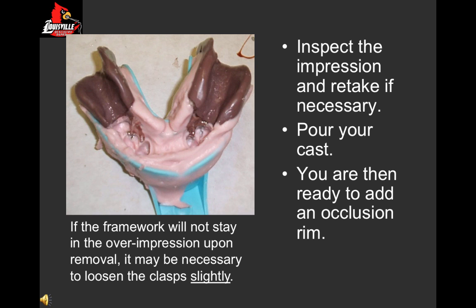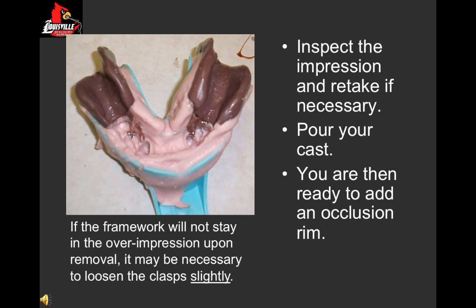Trim off the excess alginate back to reveal the borders of the functional impression in polysulfide, so that when you pour it up, you'll get that natural roll there. Go ahead and pour your cast, and then you're ready to remove the occlusion rims from the framework.